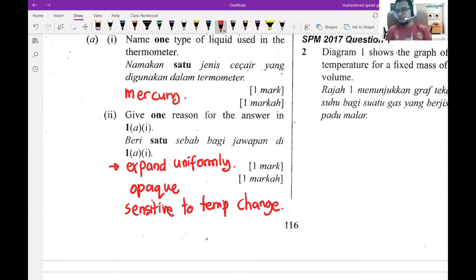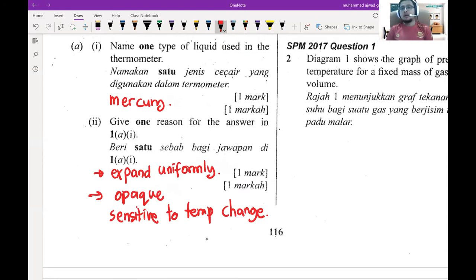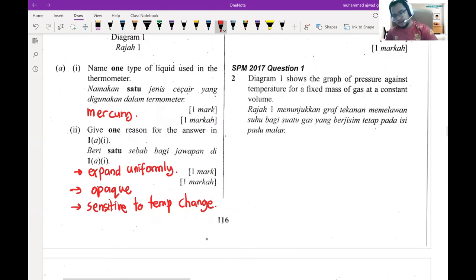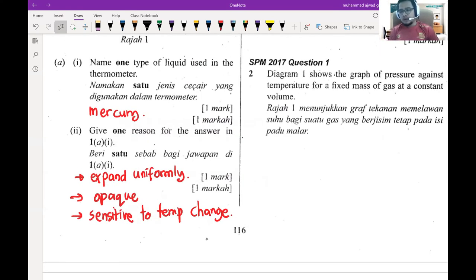Okay. Right. Mana-mana satu lah. Tapi korang kan bijak. Bubuh je lah tiga-tiga. Okay, so itu reason kenapa pakai mercury. It expand uniformly, maksudnya dia terima heat, dia naik sama-sama. Sama-sama naik. Okay, opaque and sensitive to temperature change.